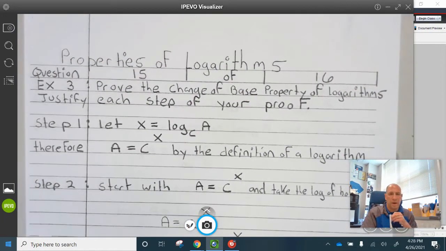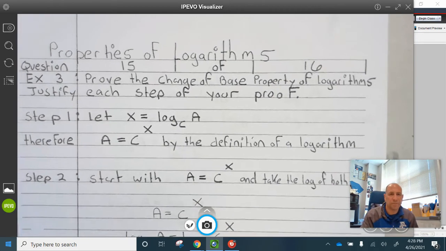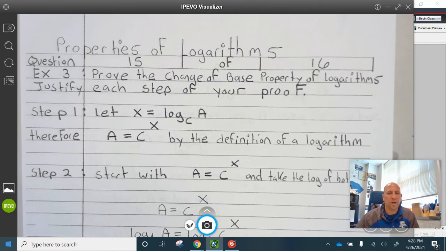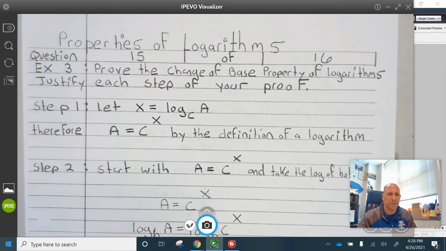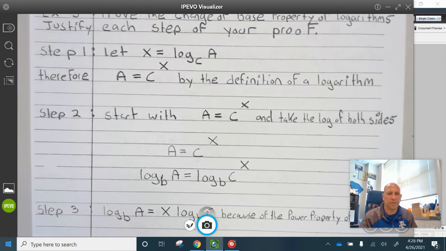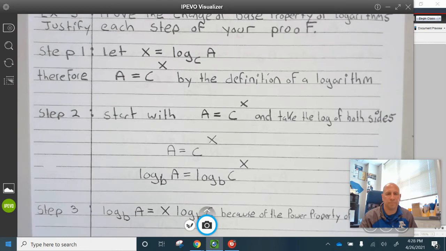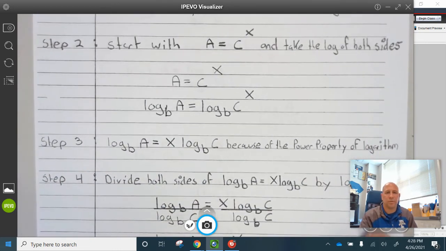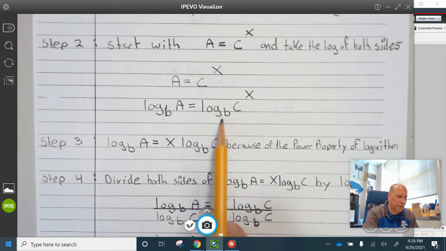All right. Now, question 15 to 16. Again, you can use example 3 from your journal page to help you with this, but I'll go through it in the video again. Prove the change of base property of logarithms and justify each step of your proof. Step 1. Let x equals log base c of a. Therefore, a equals c to the x by the definition of a logarithm. Step 2. Start with a equals c to the x and take the log of both sides. So a equals c to the x, take log base b of both sides.